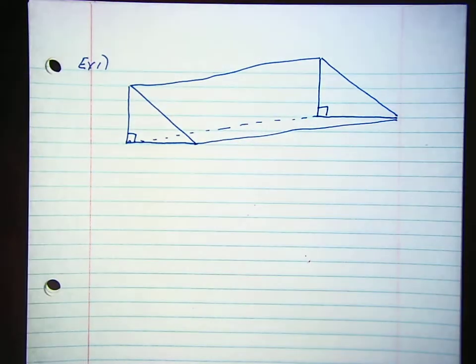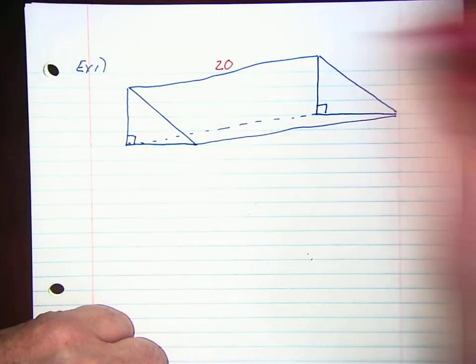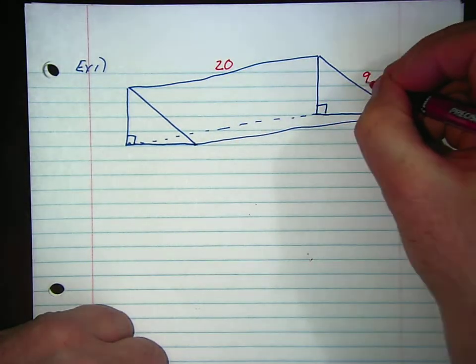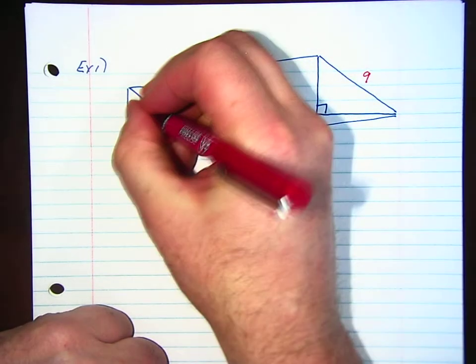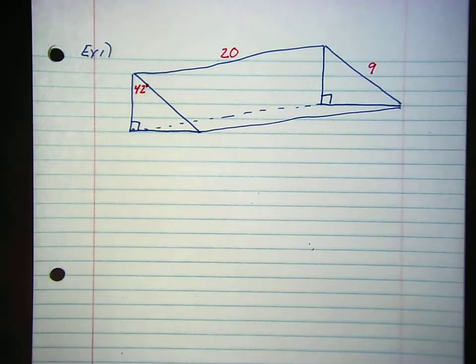All right. Now I'm going to give you a couple measurements. And we're going to have to figure out what we have and what we need. I'm going to tell you this is 20. I'm going to tell you this is 9. I'm going to tell you this angle here is 42 degrees. That's it. That's all you get.